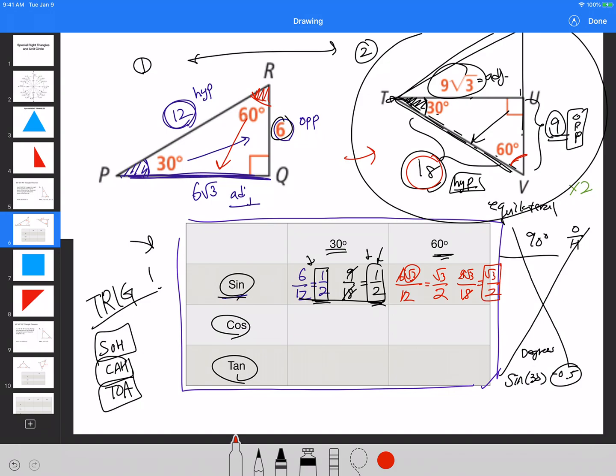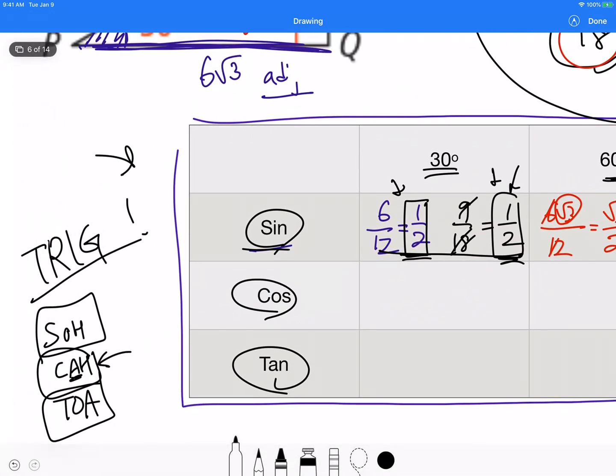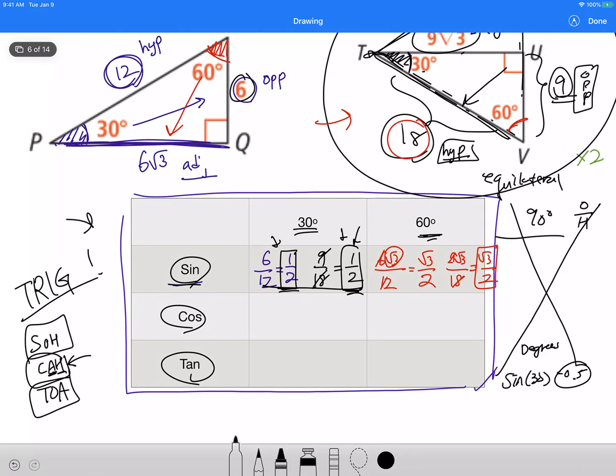Okay? So now I have found my sine of 30 degrees and my sine of 60 degrees. Let's take a look at cosine of 30 degrees. Well, cosine of 30 degrees is adjacent over hypotenuse, right? If we take a look at the acronym, SOHCAHTOA, it's adjacent over hypotenuse from 30 degrees. 30 degrees is right there, and this is your adjacent side. So 6 root 3 over the hypotenuse of 12. Wait a minute, didn't we just do this before? Absolutely, we did it up here.